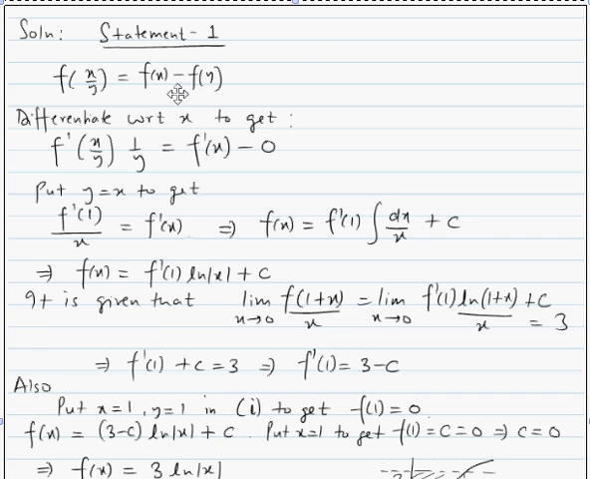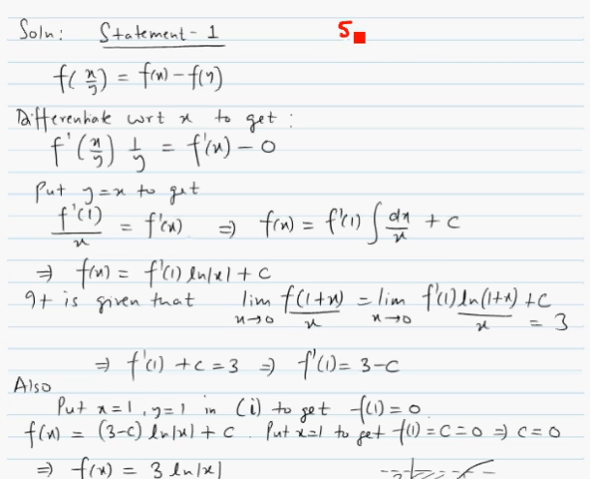Now this is question number 58. Question number 58, again based on assertion and reason. So if you just look at statement 1, the property of function f(x) is given, that is f of x by y equals f of x minus f of y. So it seems to be a log function, because log of a by b is log a minus log b.